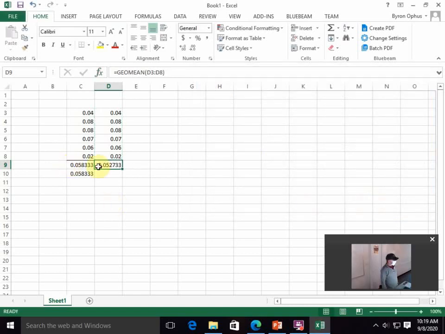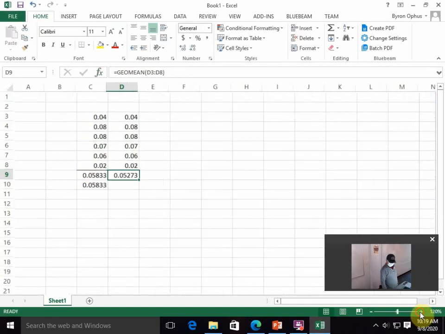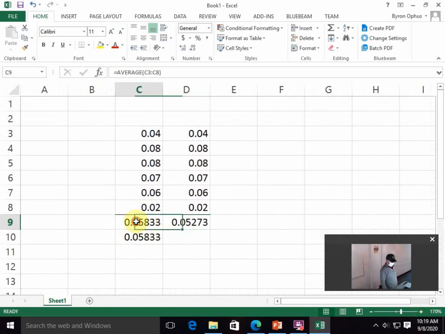See how that's different? Let me make that bigger. So here's my average of that data. Here's my geometric mean, okay, which means on a compounded basis, if I was getting those kinds of returns, that would be my average compounded annual rate of return for that particular set of data, which is really kind of important.